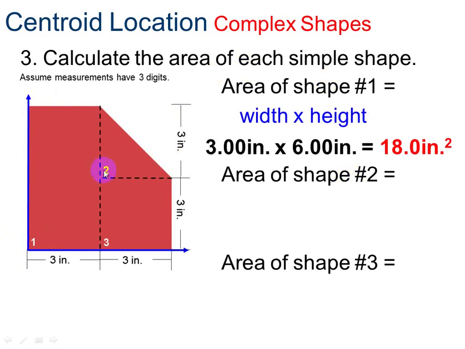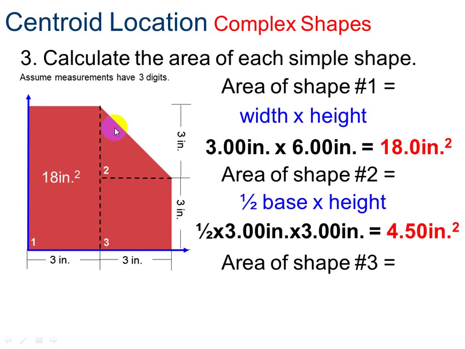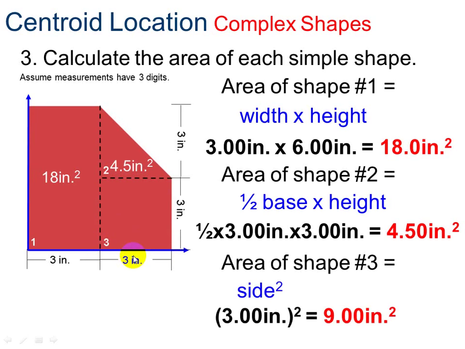For shape number 2, labeled right here with a 2, it's a triangle. So it's going to be the base, which is 3, times the height, which is also 3. 3 times 3, and then we need to divide it by 2. So half of 9 is 4.5 inches squared for the area of this piece. And then let's find the area of shape number 3. 3 is a square, so that's just base times height, or side squared. So 3 times 3 is 9 inches squared, so the area of this space is 9.